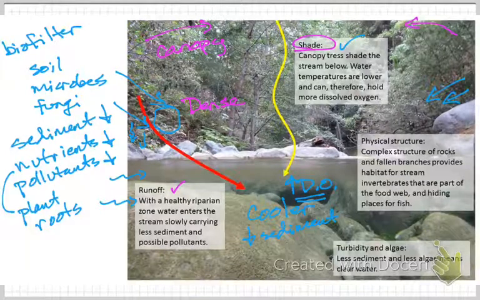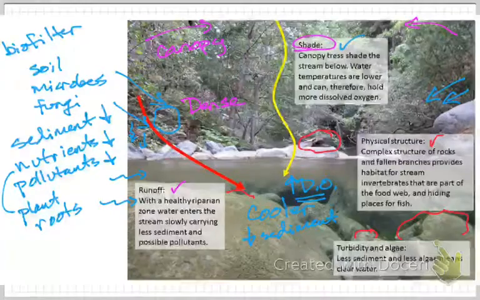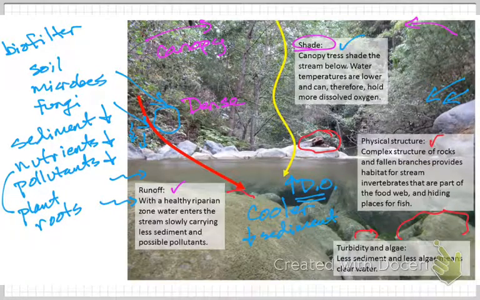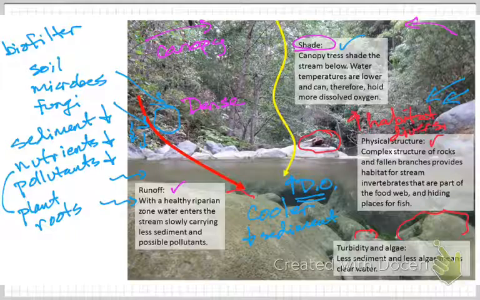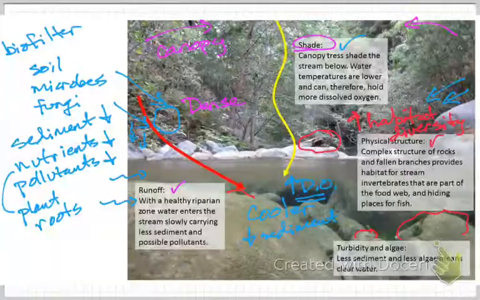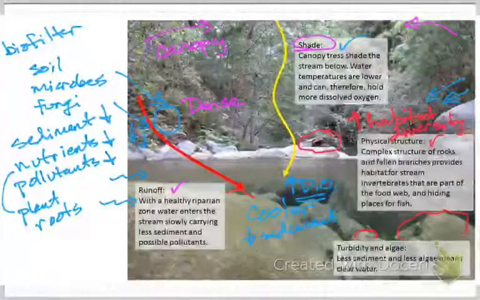In addition to that, I'll switch to a different color. It might be a little bit easier to see. In addition to that, you have the physical structure. So you can see in here the rocks that are kind of embedded in the bank. You can see in the background there's logs and things that have fallen in from the surrounding vegetation, so branches and such. That creates a lot of different types of habitat. So there's a high level of habitat diversity in these creeks. Pools, riffles, rapids, all of those little spaces in a creek.